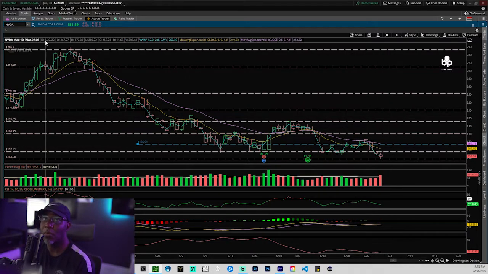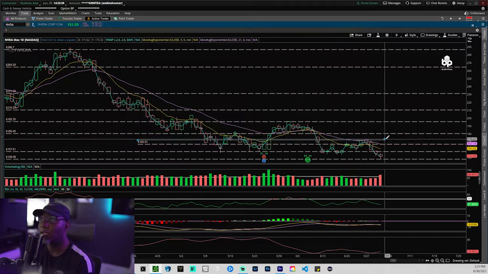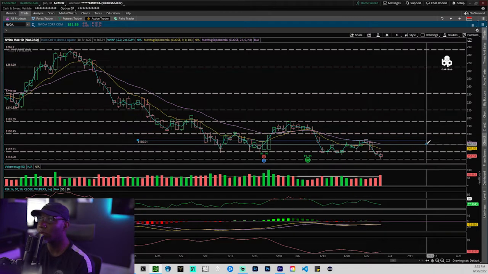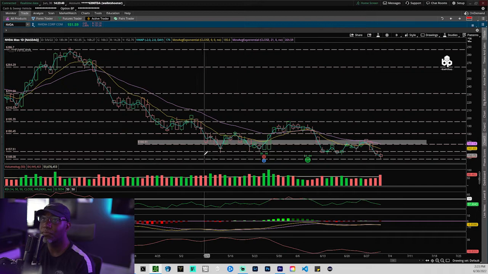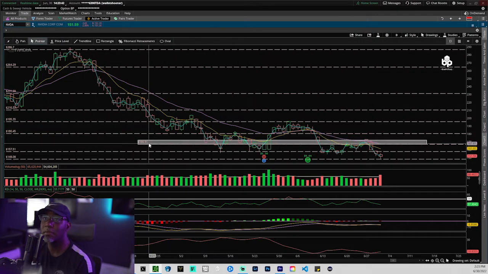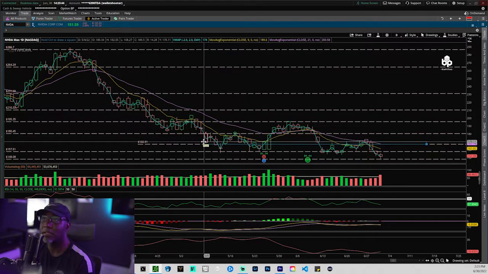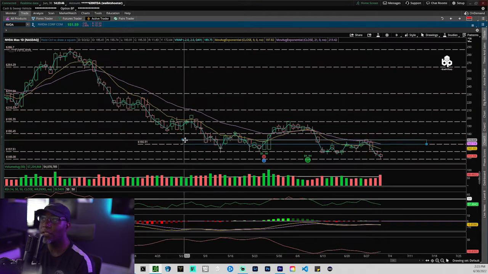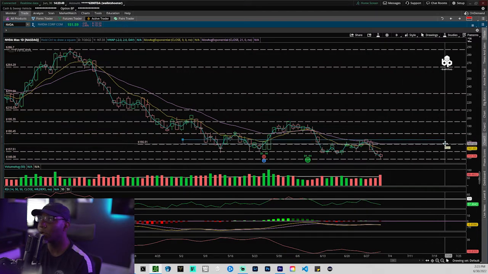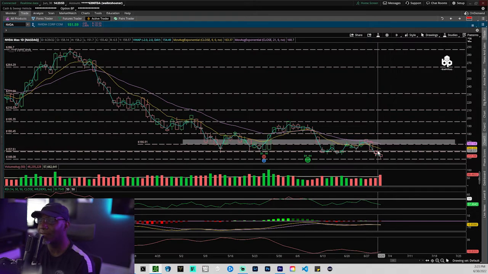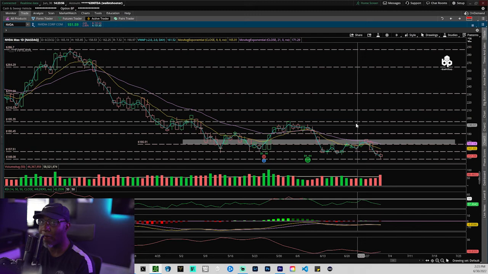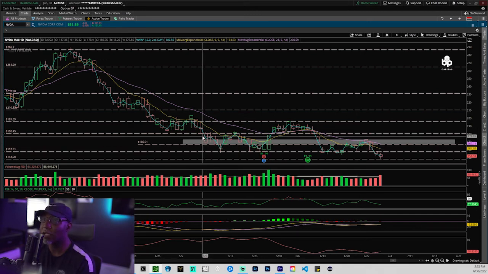Possibly. So what I want to do is come here and get my rectangle out. And I'm going to draw me a nice little zone. The reason why I'm drawing this zone is because price action doesn't necessarily hit these lines all the time. Now you may have a $1 to $2 difference, 30 cents difference. It all depends on the price action, right?